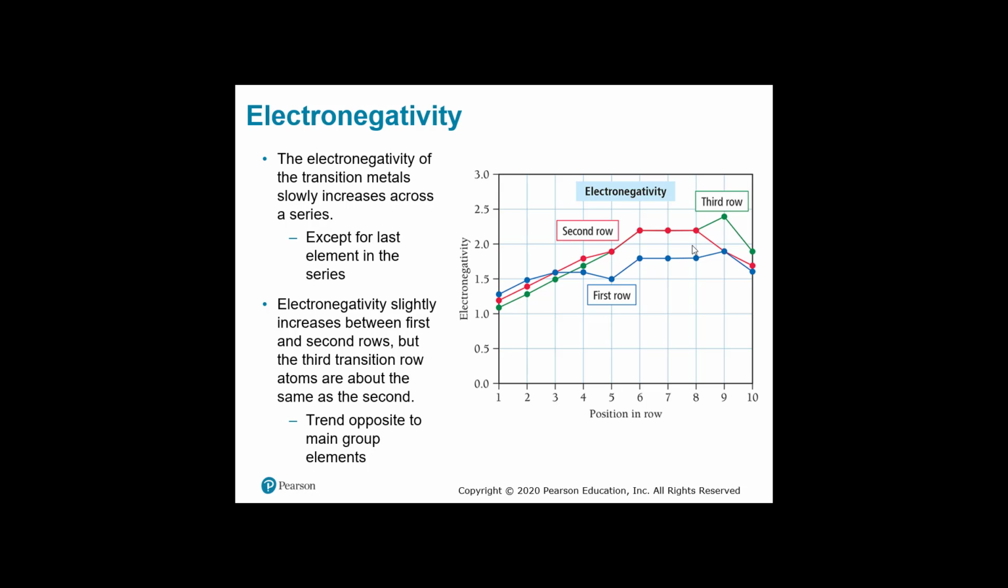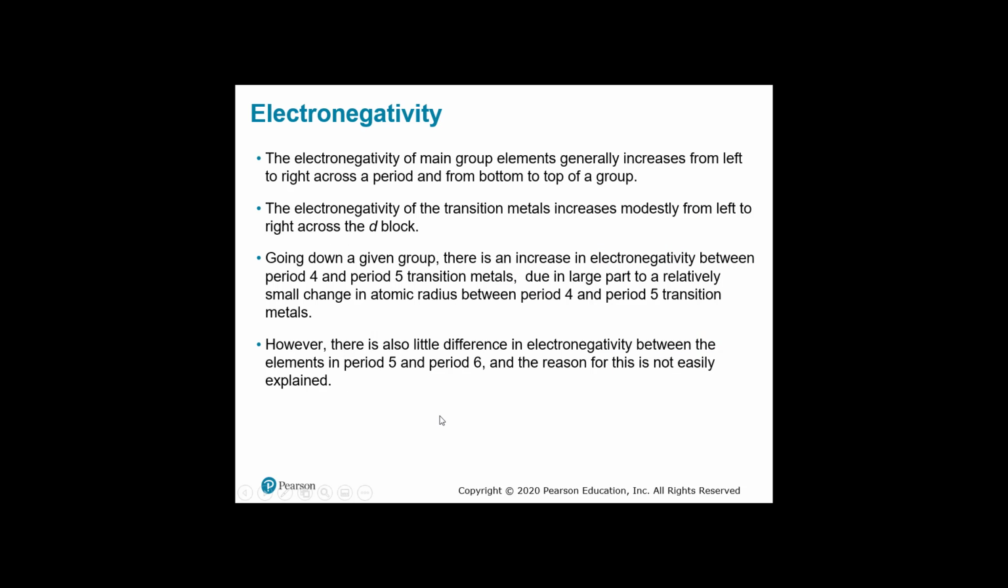Electronegativity slightly increases between the first and second rows, but the third transition row atoms are about the same as the second. Again, this is a trend that is opposite to the main group elements. Okay, so remember the main group elements, there's generally an increase from left to right across a period and from bottom to top. Remember, fluorine is the most electronegative atom. And the transition metals do increase, but they increase very, very small. There's a very small increase when you go across the d block.